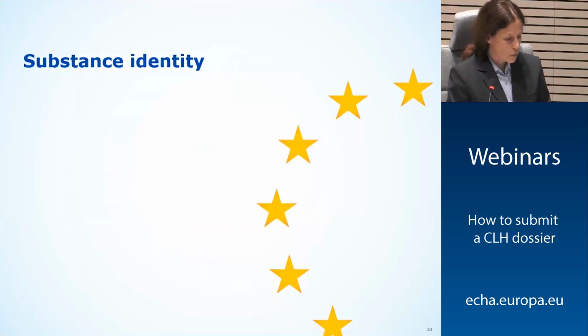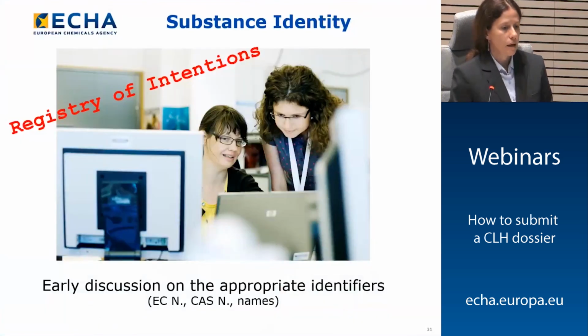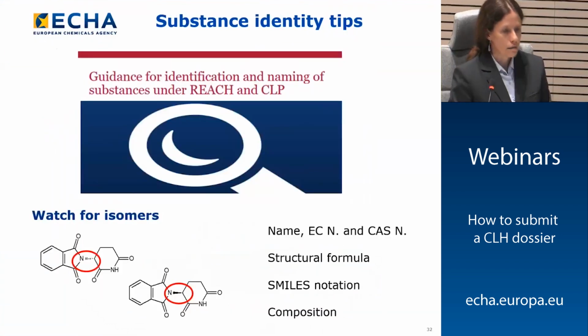And next, a couple of words about substance identity. Please, we strongly encourage you to use the register of intention. It helps for planning work, but it also helps for an early discussion about the identifiers of your substance: EC name, CAS number, and the substance name. And the substance name has to be consistent with the SID guide. Here you see the SID guides. And then the name, structural formula, SMILES notation, etc., have to comply with the guide.